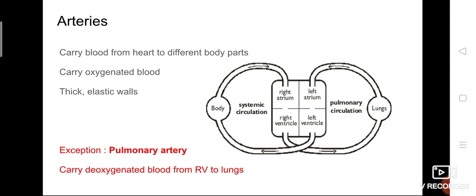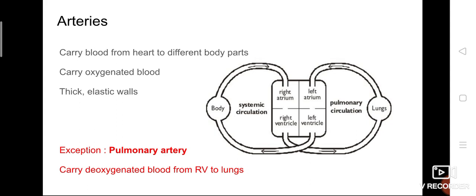Arteries are blood vessels which carry blood from the heart. The left ventricle is also one part of the heart, so that is also an artery. The tube which is joined from the right ventricle to the lungs, that is also an artery. But it is going to carry deoxygenated blood. Why? Because it was connected with the lungs.